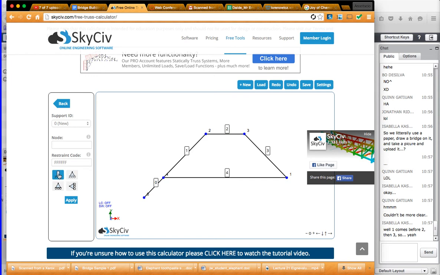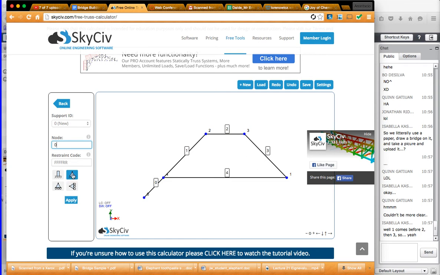This is called a fixed support. You see that one? This one is called a hinged support. It looks like a triangle with a dot on top. This is called a horizontal roller support, and this one's a vertical roller support. The type of support that we're going to be using is this one, the hinged support, and we're going to do that at the bottom left-hand corner of your bridge. So on node 0, I'm going to put a hinged support.